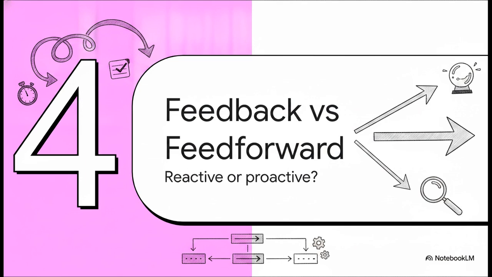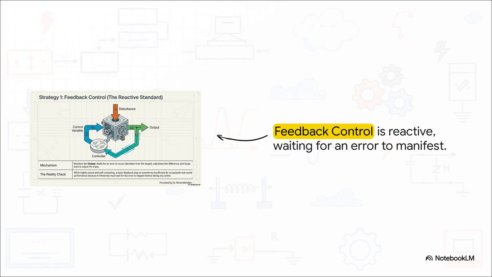But this introduces the great dilemma of our field, which brings us to Section 4. When we're designing this control architecture, should we be reactive or should we be proactive? Let's examine our first strategy, feedback control. This is the reactive standard.